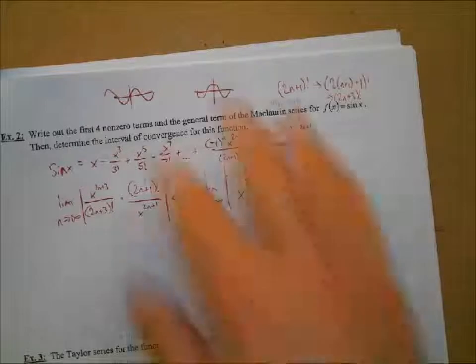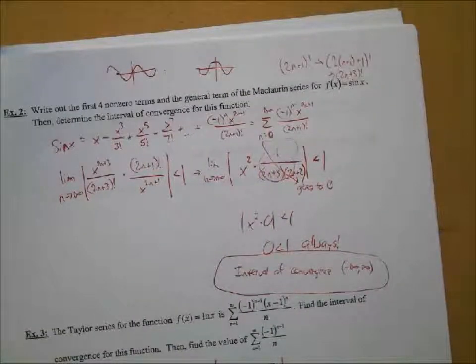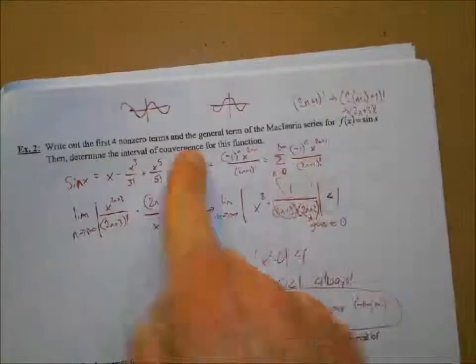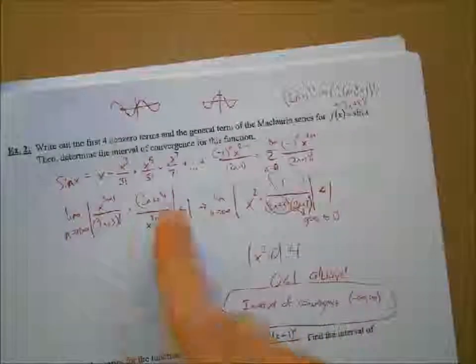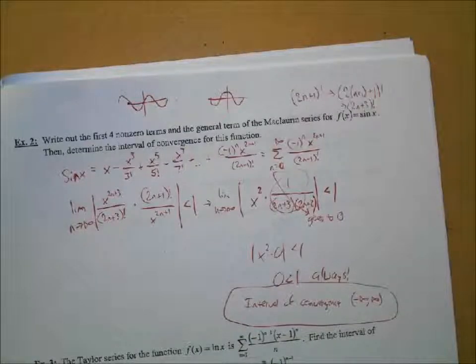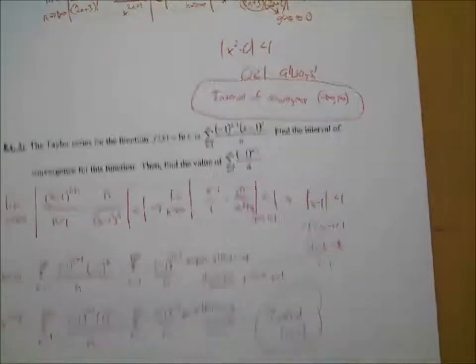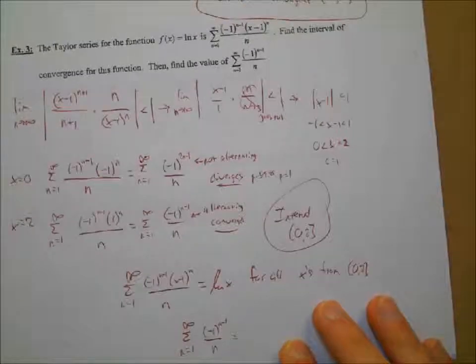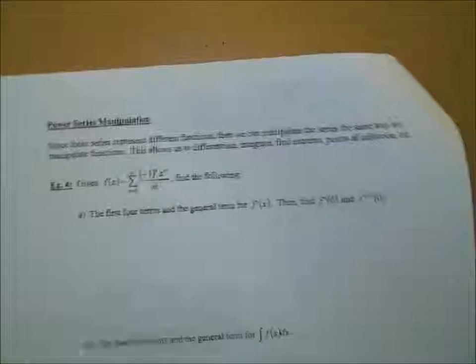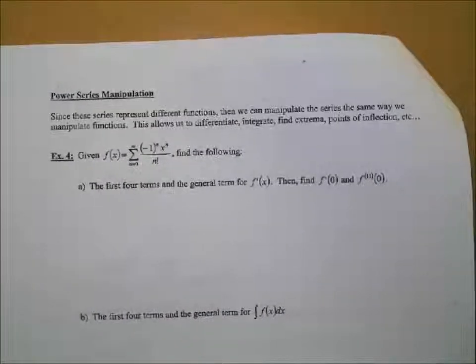And then we did some more practice with other stuff too. We wrote out the first 4 non-zero terms for sine of x, and then we saw that sine of x converged for all numbers, which makes sense because we knew sine of x was exactly that certain series. And then we had another Taylor series that we worked with too, again just doing interval of convergence. All right, so turn the page and we'll get into power series manipulation, okay?